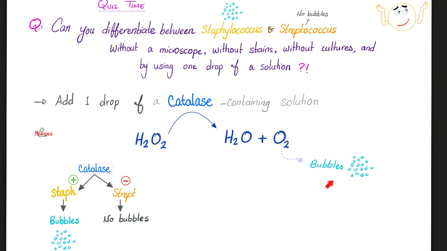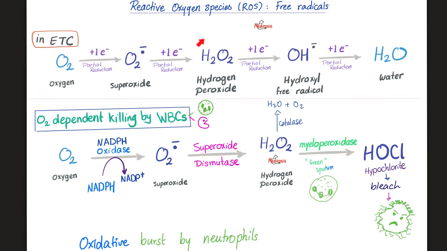Oxygen can do what? Can make bubbles. Oh, so if I see bubbles, it was staph. No bubbles, it was strep. Why? Because staph is catalase positive. It is bubbly. But strep cannot do this. No bubbles. Easy peasy. Hey medicosis, is H2O2 good or bad? Well, there are no solutions in life. There are only trade-offs, as Dr.